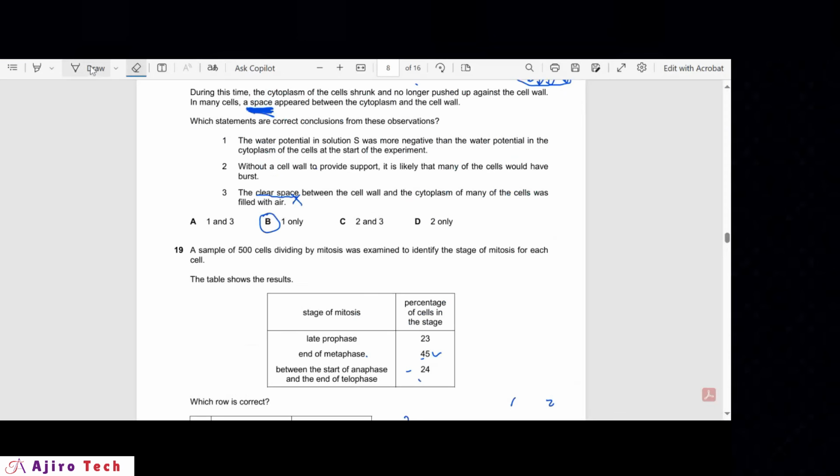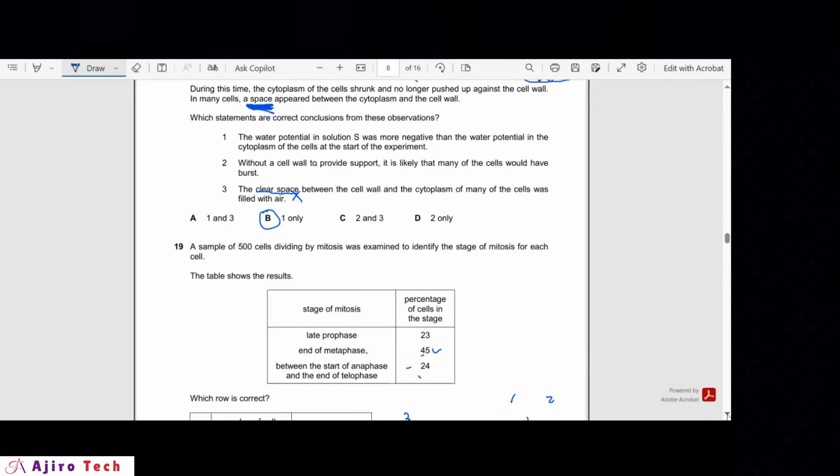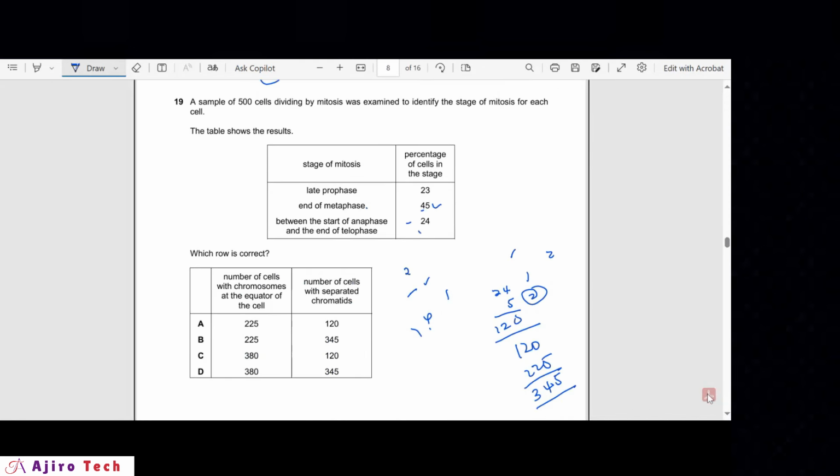Also, according to this question, number 19: a sample of 500 cells dividing by mitosis was examined to identify the stage of mitosis for each cell, and the table shows the results. Okay, now we have late prophase, end of metaphase, then between the start of anaphase and the end of telophase. Now, which row is correct?